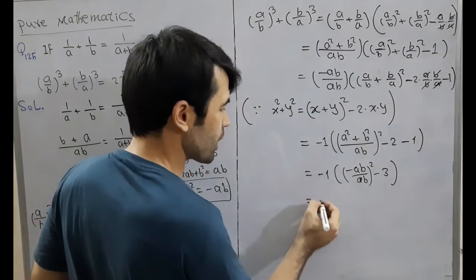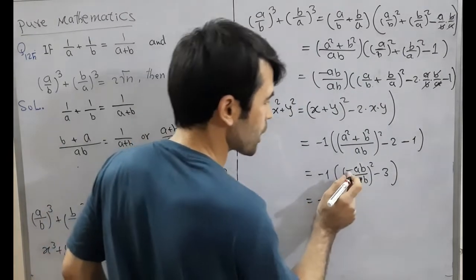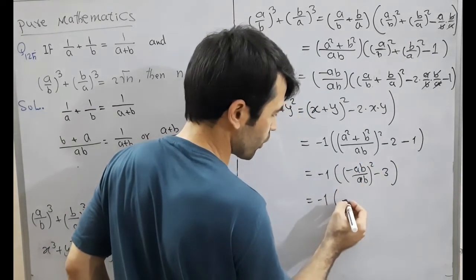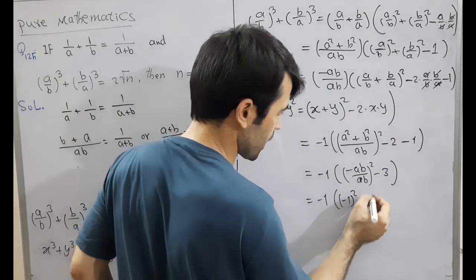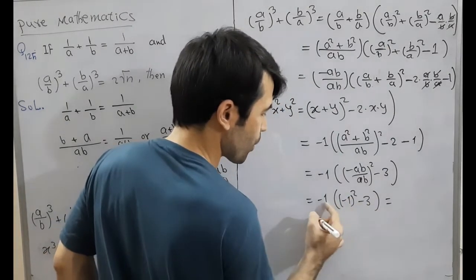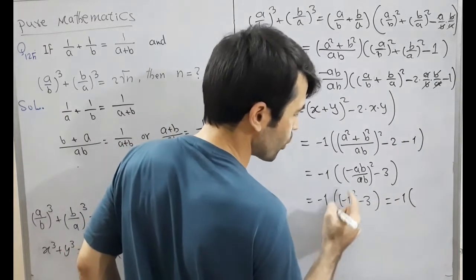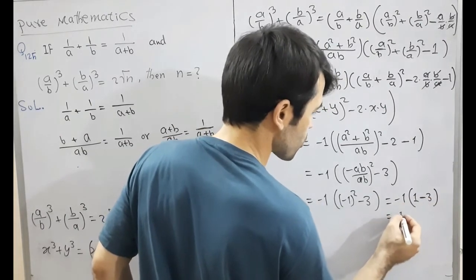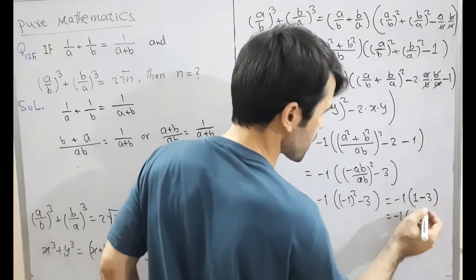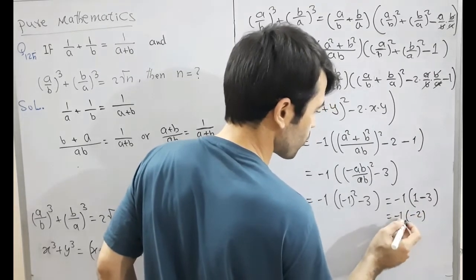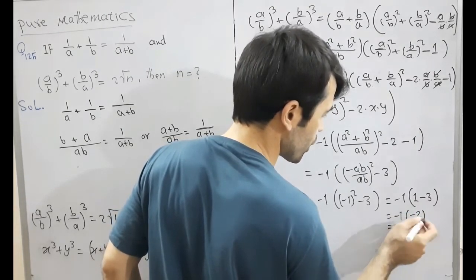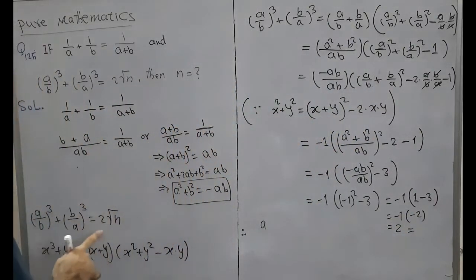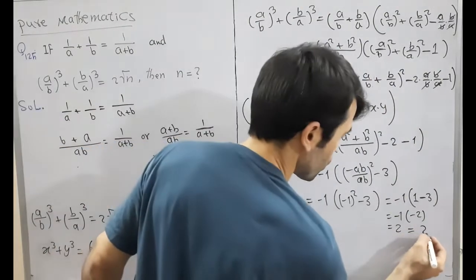It is equal to minus 1 into minus 1, ab divided by ab, we get minus 1 whole square minus 3. It is equal to minus 1 multiplied by minus 1 whole square, it is equal to 1 minus 3. It is equal to minus 1 into 1 plus 1 minus 3, minus 2. It is equal to minus 1 multiplied by minus 1 minus 2, it is equal to 2. Here 2 square root of n.